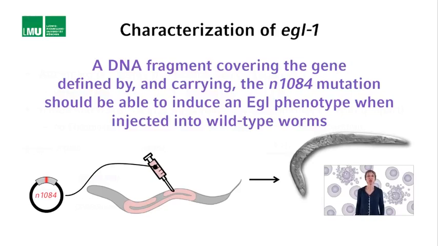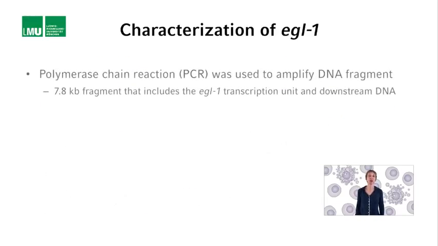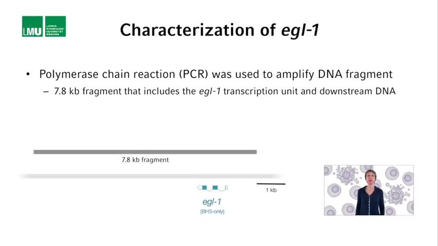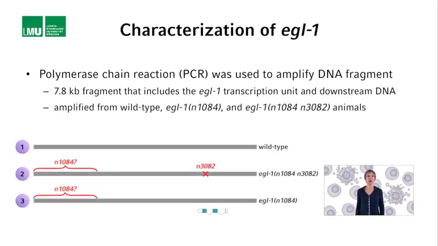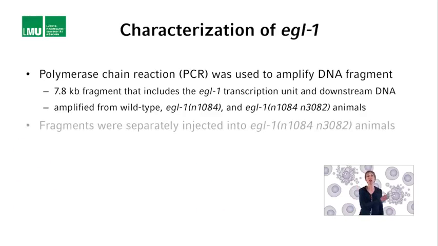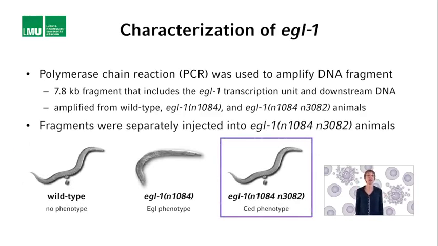To test this, I used PCR, the polymerase chain reaction, to amplify a 7.8 kb fragment spanning the BH3-only transcription unit and about 6 kb of its downstream region from genomic DNA isolated from wild-type animals, homozygous N1084 animals, or homozygous N1084 N3082 animals. Rather than into wild-type animals, I separately injected the 3 different PCR fragments into N1084 N3082 animals. Why did I do that?